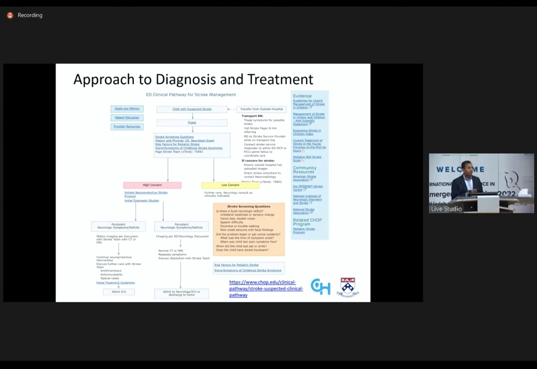Right, so just like for other conditions at CHOP, this is one of our relatively newer pathways, but still it has been there for the last 5 to 10 years, an approach to diagnosis and treatment of stroke. Most of what I'm saying is derived from the information related to this pathway, so feel free to refer to it. You don't need to take a picture, just Google CHOP pathway for stroke and you'll get it.